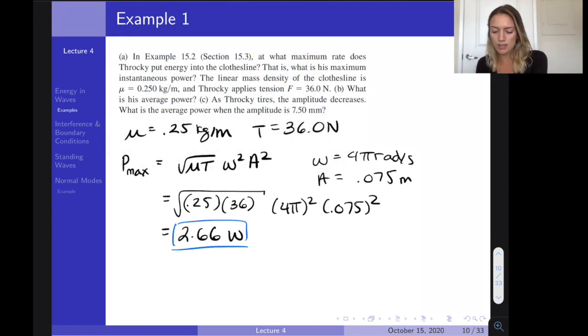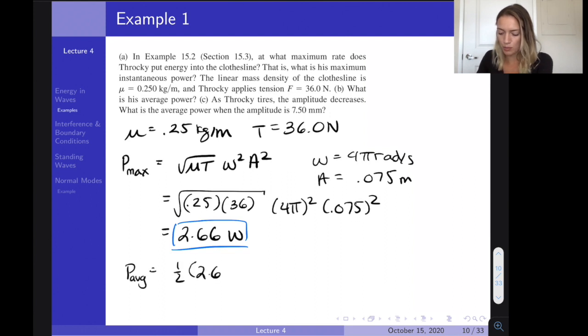All right, then what is his average power? So the average power we saw is just half of the maximum, right? We just have that extra 1/2 from the time average of sine. So we're just going to divide this by 2. So P average is just 1/2 of 2.66, which will be 1.33 watts.